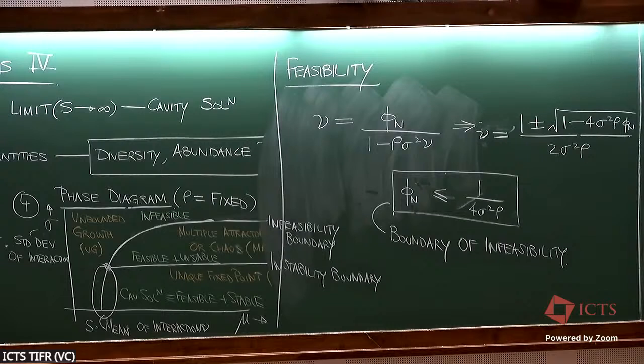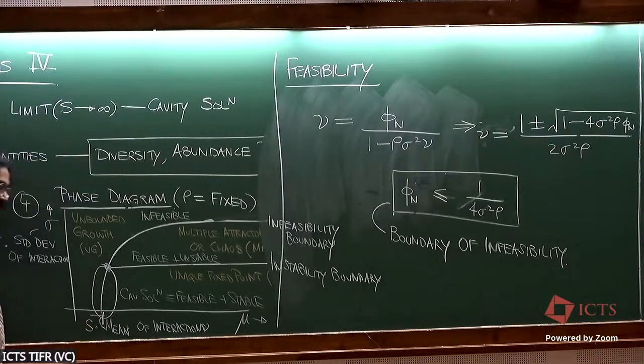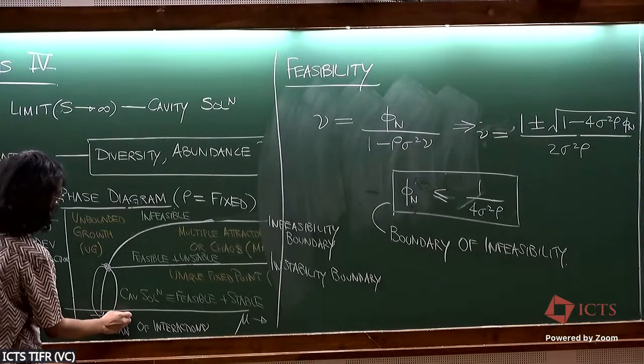Good question. Where is mu equal to 0? This point over here is -1. So 0 is somewhere here.